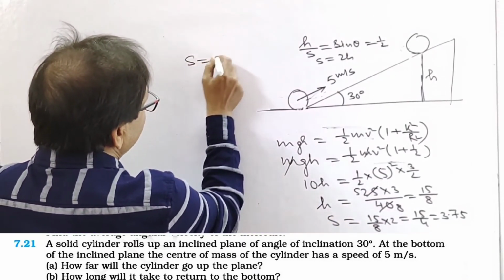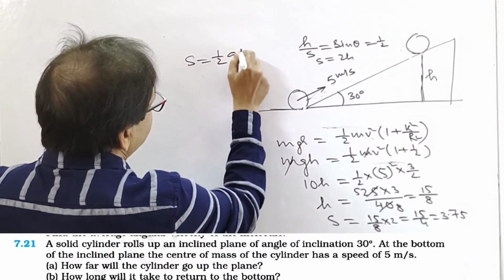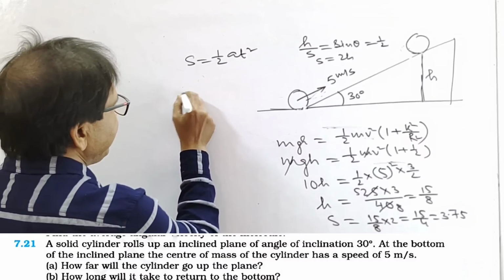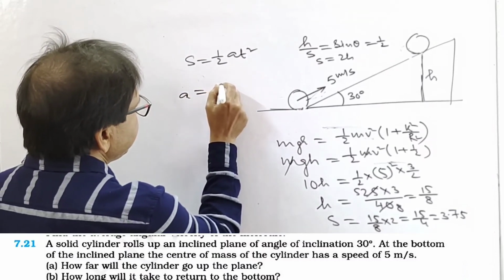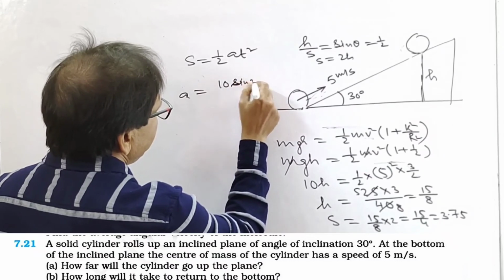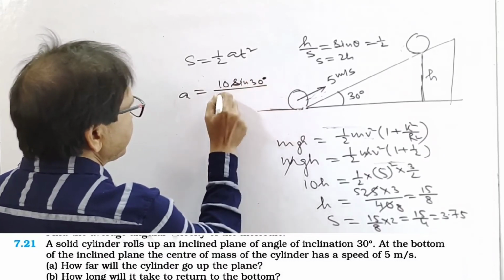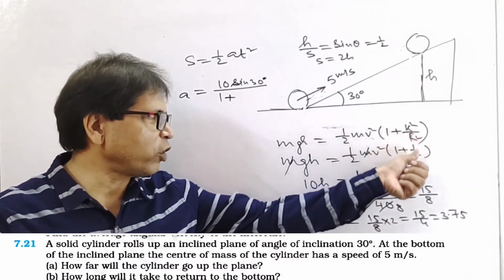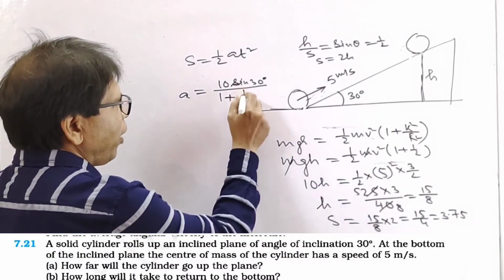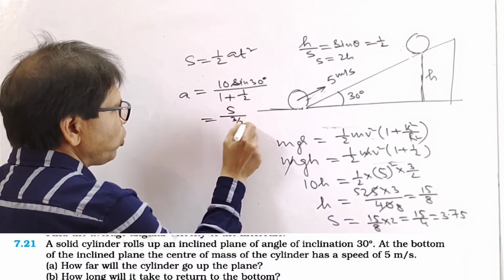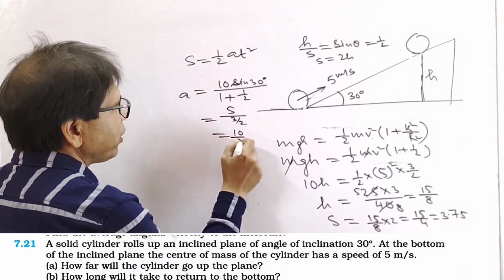Here s equal to half a t square. Now we have to calculate acceleration. Look at this here, a equal to g sin theta, that is sin 30 degree, divided by 1 plus k square by r square. Look at this, k square by r square is half. So this is 5 divided by 3 by 2, so this is 10 by 3.